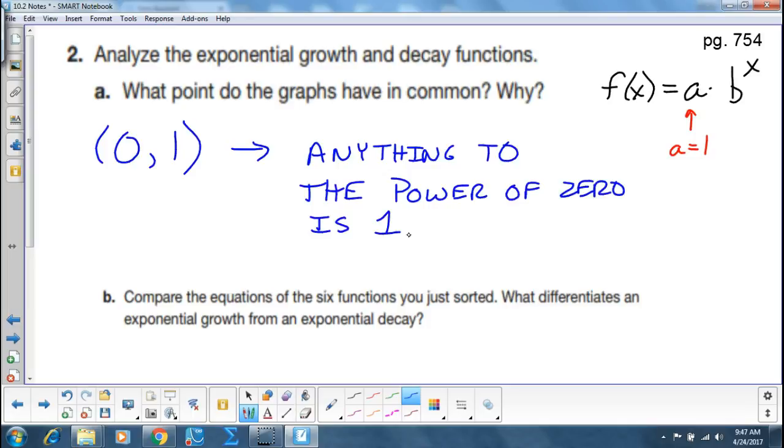Part B. Compare the equations. So now we're just looking at the equations. Compare the equations of the 6 functions we just sorted. What differentiates a growth from a decay?